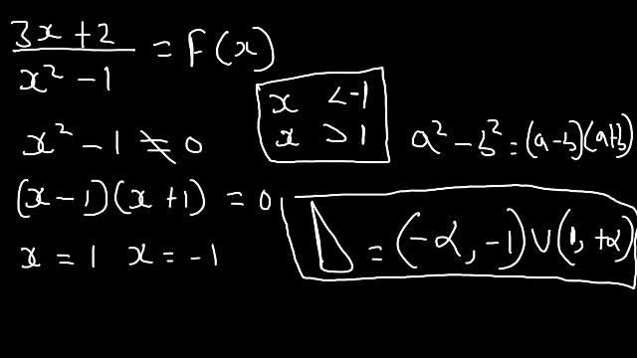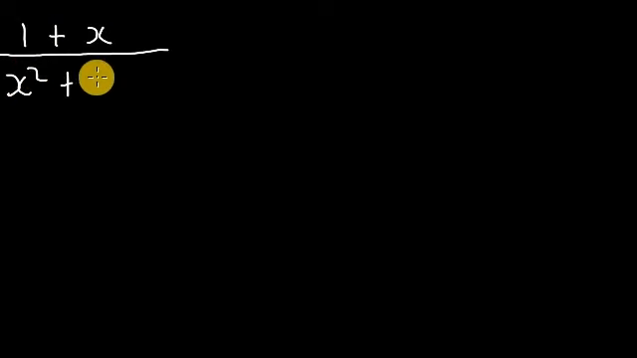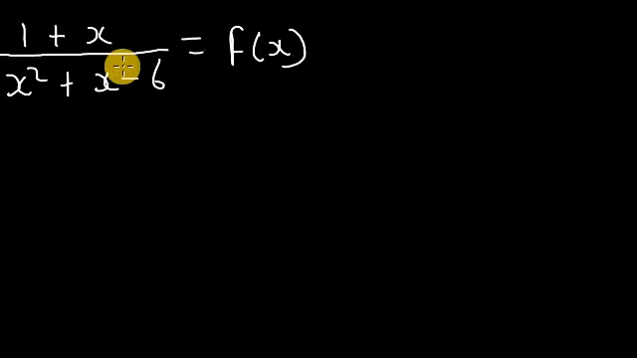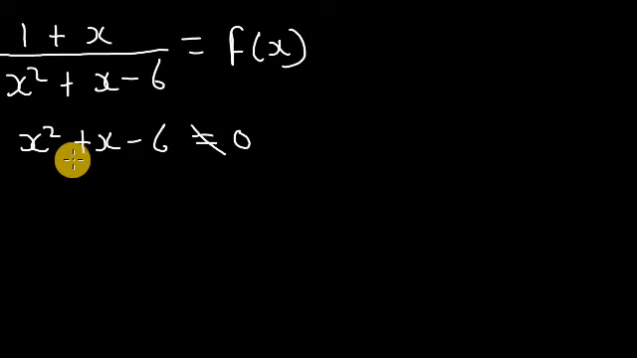Try to pause the video and check this question out. So here it is. It turns out that for the numerator, we are still having a linear function, and at the denominator, we are having a quadratic function. So the first thing we'd like to do is to set the denominator not to be equal to 0. Therefore, x squared plus x minus 6 must not be equal to 0, otherwise the function will become undefined.